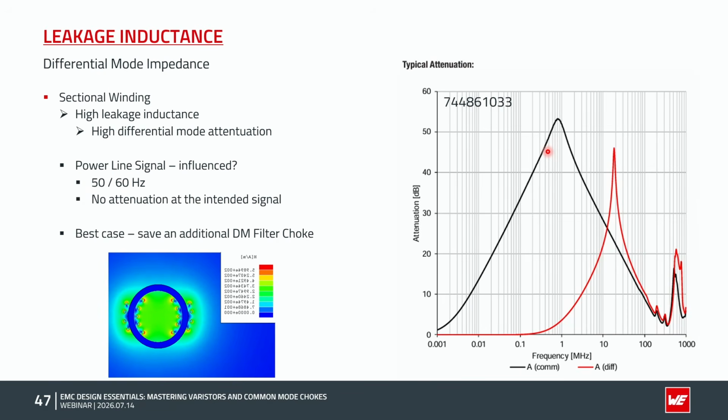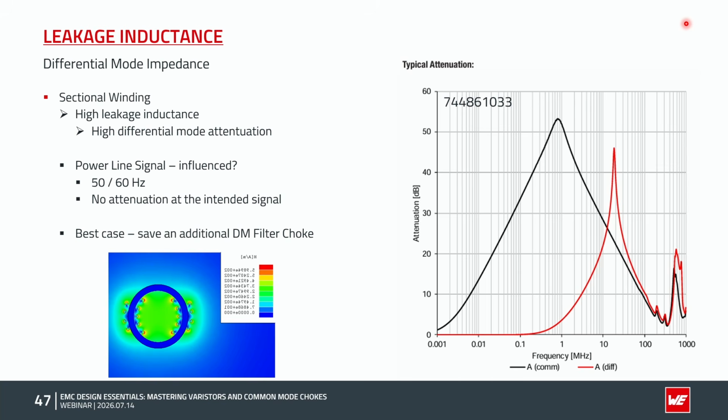And with the sectional winding style, we also create a wider stray field and so a higher leakage inductance. The leakage inductance is responsible for the differential mode attenuation. Earlier I said the common mode choke does not affect the desired signal, which is the ideal behavior if we would have a perfectly symmetric winding and no stray effects. It's not the real case.